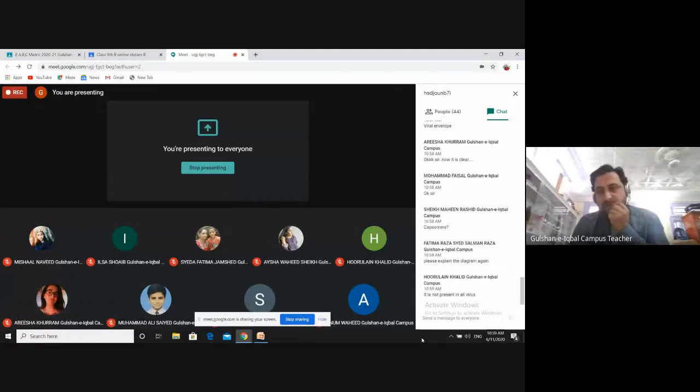Yes, the viral envelope is not present in all the viruses. It is present in some of the viruses. Okay, I'm showing you the diagram again. See the diagram again.